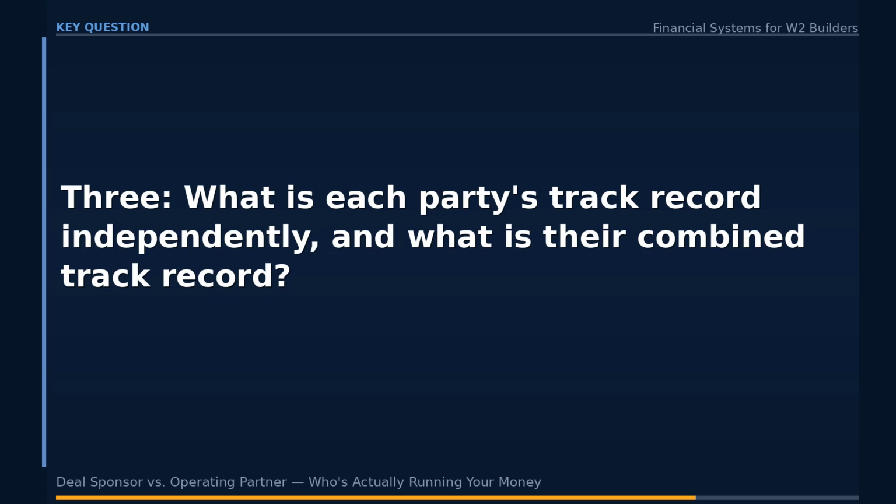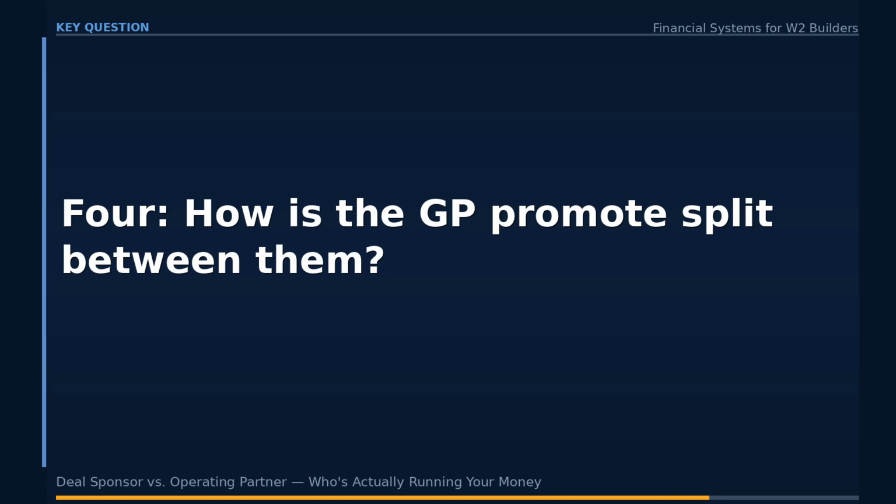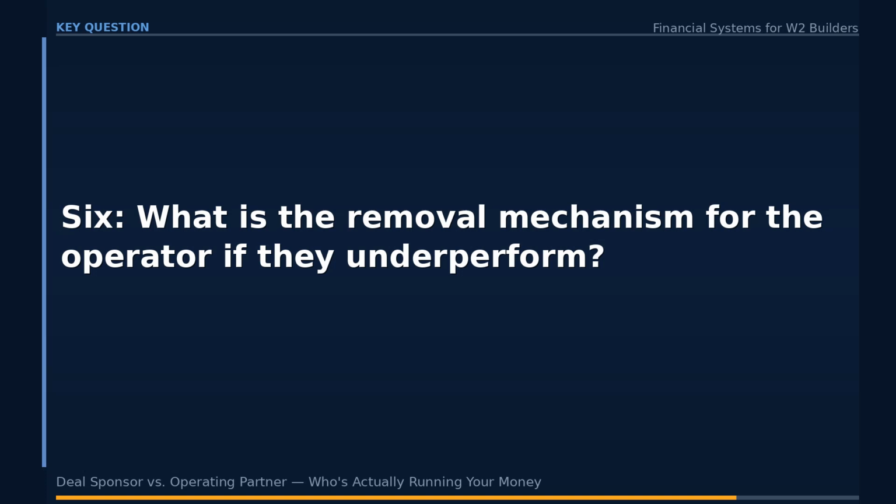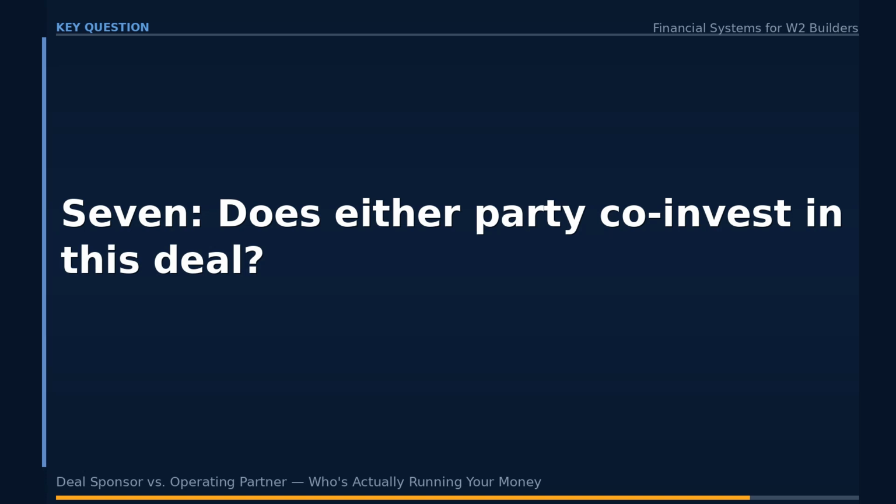5. What are the decision rights, who has authority on material decisions like refinance, renovation scope, or sale timing? 6. What is the removal mechanism for the operator if they underperform? 7. Does either party co-invest in this deal? These questions apply whether you're dealing with a single integrated GP or a co-GP structure. The single-entity GP just has simpler answers.